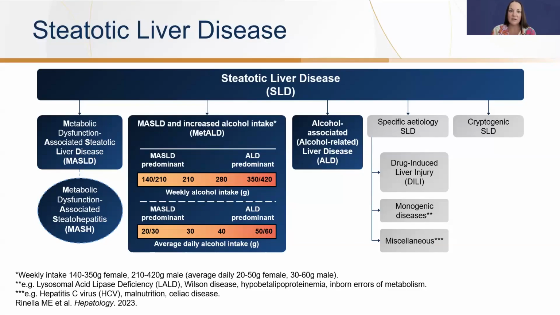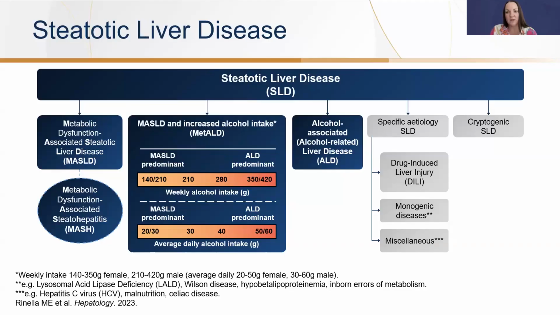So if you can see in the middle here, you can have patients that have metabolic associated liver disease. And then if you look at their weekly alcohol intake or their average daily alcohol intake, these are the averages here. And you can have patients that have metabolic dysfunction contributing to their fatty liver that also have increased amount of alcohol intake. And these are the patients that we would characterize as having MetALD or metabolic liver disease with alcoholic liver disease as well.